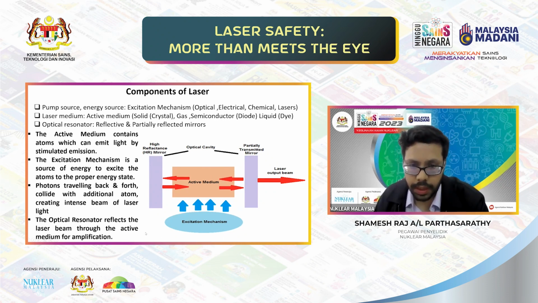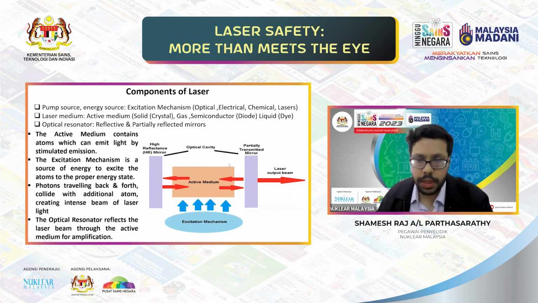If you can see over here, this is the high reflectance HR mirror, and this is a partially transmitted mirror. So how it works is, the active medium technically contains the atoms which can emit light by stimulated emission. The excitation mechanism is a source of energy to excite the atoms to the proper energy state. And then the photons, which are traveling back and forth, collide with the additional atoms, creating an intense beam of laser light. And finally, the optical resonator reflects the laser beam through the active medium for amplification.